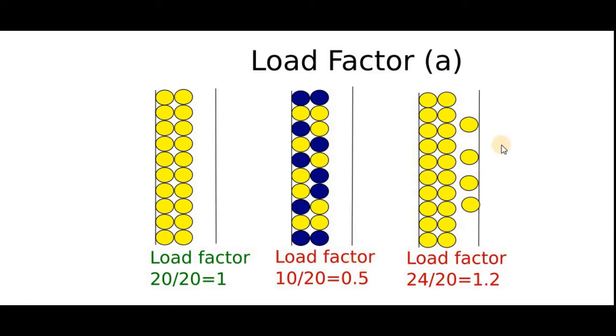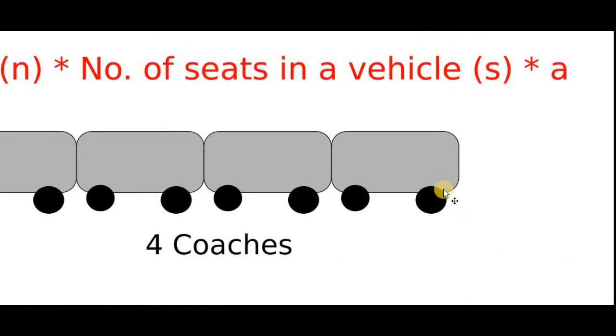Now there is the third case, in which you see these 1, 2, 3, 4 people standing. There are no seats here, but they're standing. So my total number of passengers becomes 24, but my total number of seats is only 20. So the load factor becomes 24 by 20 equals 1.2. We're going to use it to calculate the maximum capacity of passengers that a system is carrying. And with that, let's go to this next part.